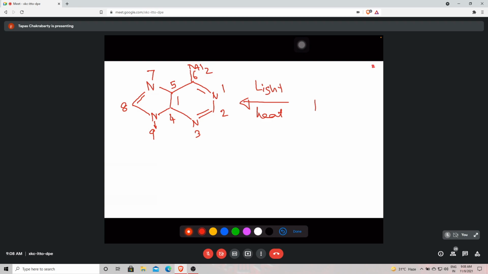So the HCN molecule, if you take it, can be polymerized and produce this adenine molecule. This experiment was conducted by two scientists.